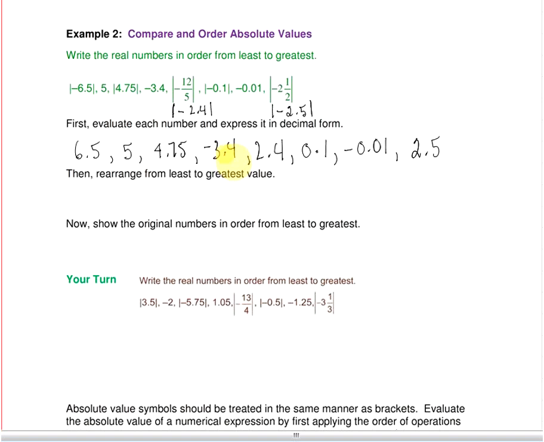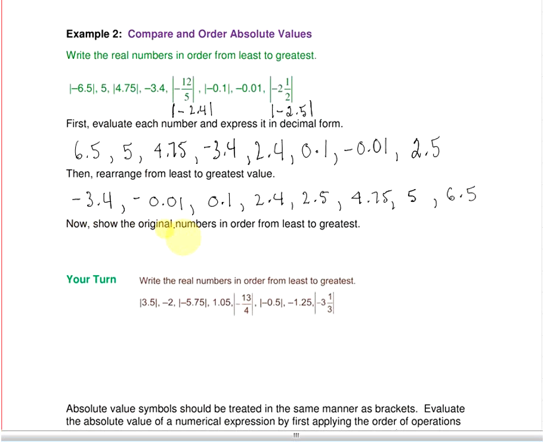Okay, so the smallest number here is negative 3.4, so we put that first. And then the next number is negative 0.01, right, because it's closer to 0 than negative 3.4 is. And then 0.1, and then 2.4, and then 2.5, and then 4.75, 5, and 6.5.